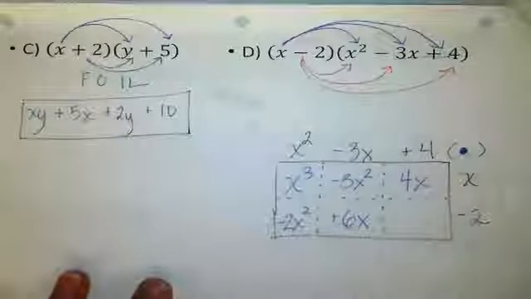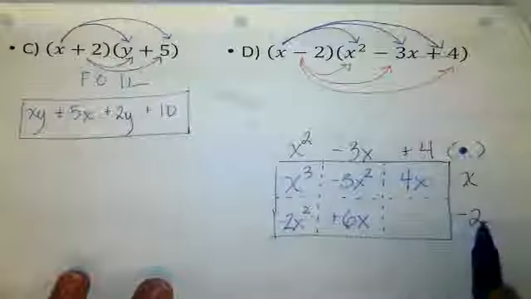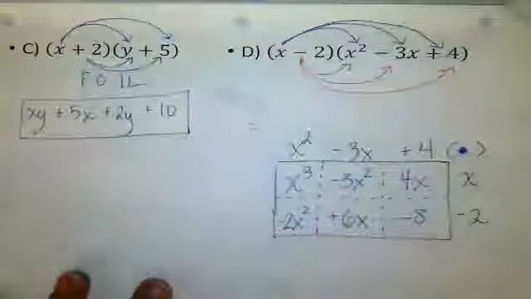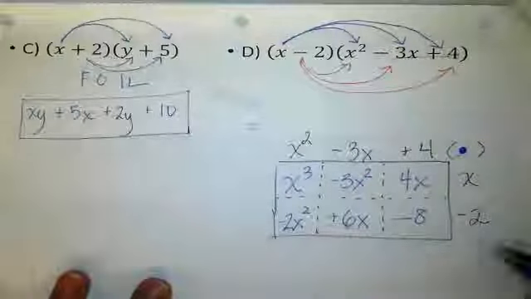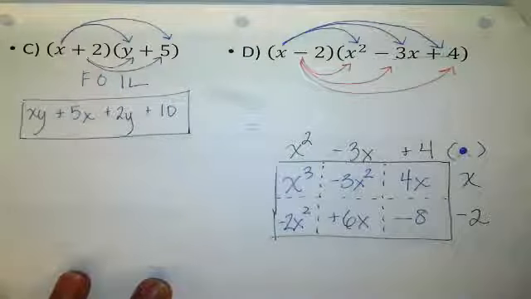positive 6x. And then 4 times negative 2, negative 8. And what's really cool, and this is like the coolest part, I think, is that you'll notice how the like terms line up.